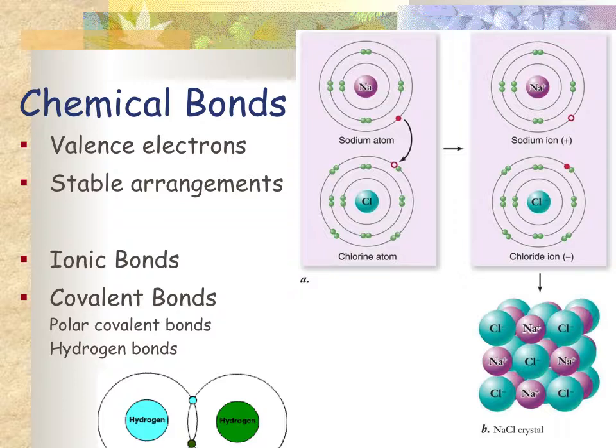Chlorine is a gas. It's a greenish colored gas, but when they interact to form sodium chloride, what they get is table salt, a relatively non-reactive salt. It's different from both sodium and chlorine. It's got new properties. And so this is a molecule or a compound.